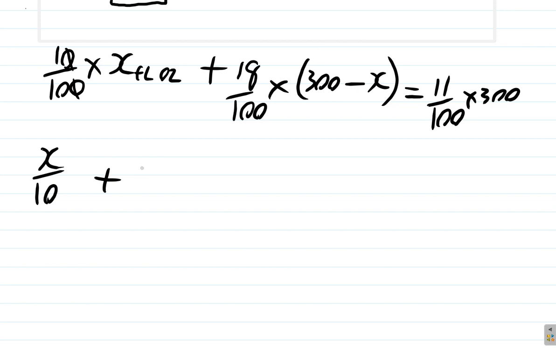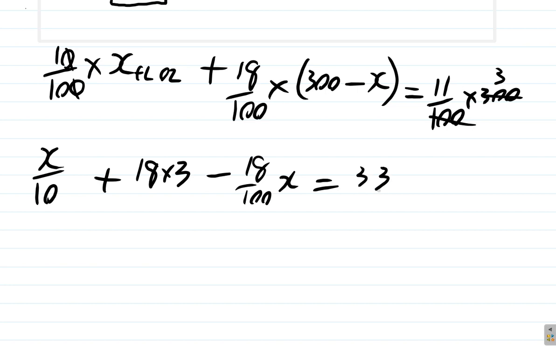It would be 300, and 100 into 300 goes 3. So it's 18 by 3. It's 18 times 3 minus 18 over 100 times x equals 11 over 100 by 3. This would cancel into 3. So 3 times 11 is 33. Alright.